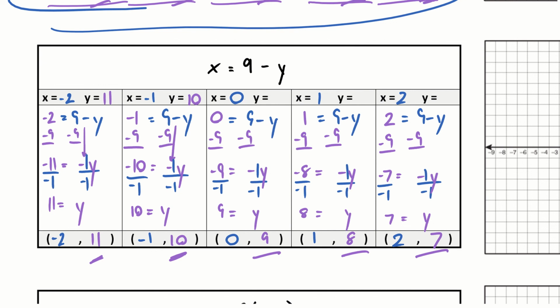I'll bet your prediction was true. When x is 0, y is 9. When x is 1, y was 8. When x is 2, y is 7. And again, good mathematics is good pattern recognition.